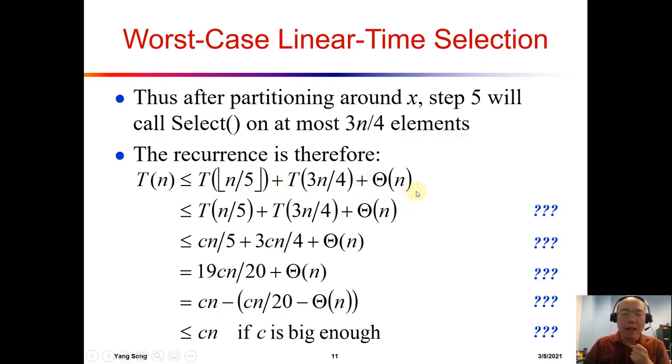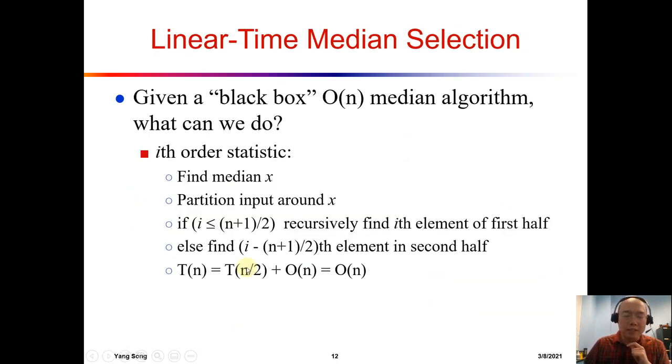And after that, we have to do a theta n, and the theta n is a similar process to the partition. So putting all this together, we are able to prove that for this Tn, it is smaller or equal to the Cn. So this is guaranteed to be a linear time partition algorithm. So you now know there is a worst case linear time selection algorithm possible.